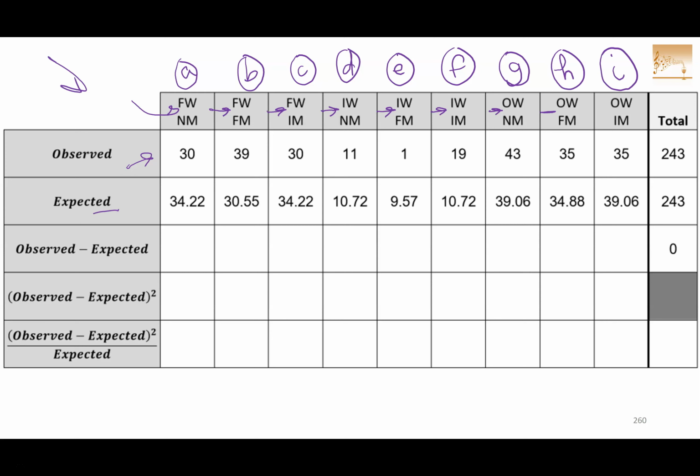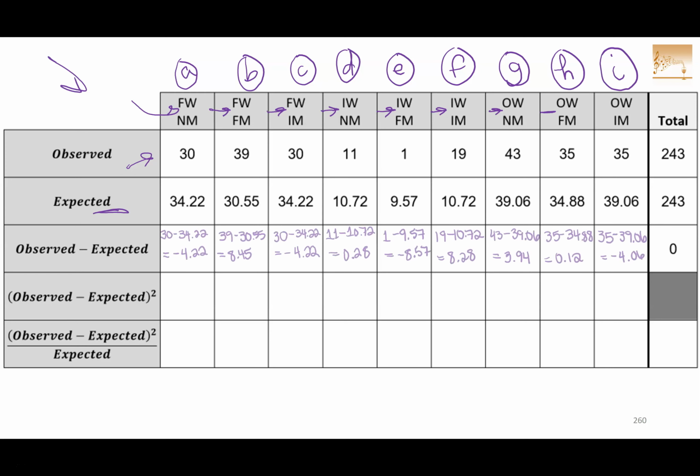So here are our expected. We calculated those already. Throwing in our observed minus expected. I'm just taking those first 2 rows and taking the difference. The order of the subtraction matters. You're going to do the observed minus the expected, not the other way around, although it's not going to have a huge impact on your answer after you square. Things to note, if I add it all the way across here, it will add to 0.